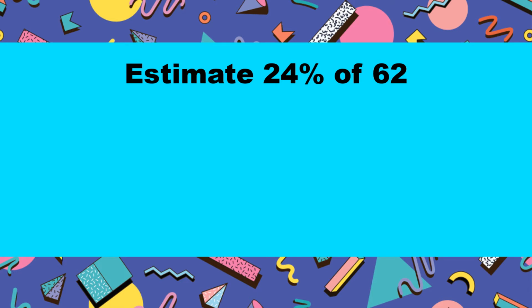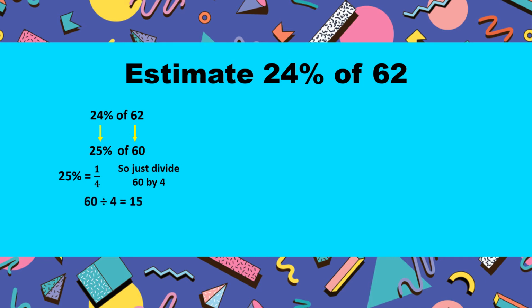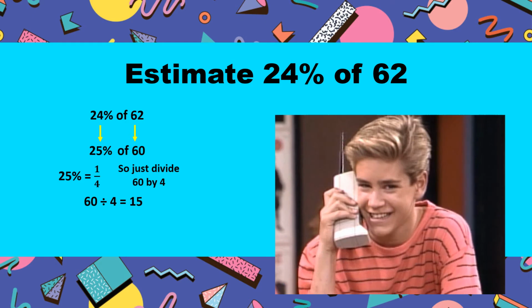Now, if you were asked to estimate what is 24% of 62, you could do this in two ways. I'm going to show you using 25%, and I'm going to take 24% and round it to 25, and 62, I'm going to round to 60. Remember that 25% equals 1/4, so to solve this, all I need to do is divide 60 by 4. 60 divided by 4 equals 15, so 24% of 62 is approximately 15.